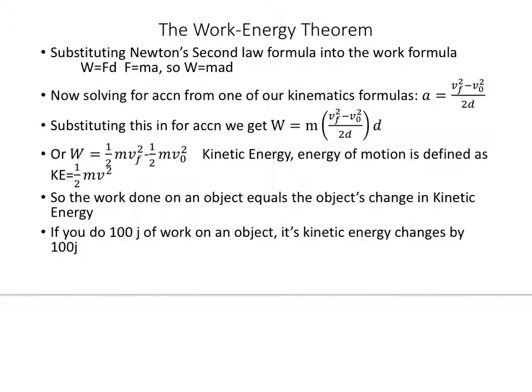Notice that the displacement here cancels out, and then we're going to multiply each one of these terms by 1/2, which is the same as dividing them by 2, and then multiply through by the mass. So in other words, this gives us work is equal to 1/2 mv final squared minus 1/2 mv initial squared. Now this term, 1/2 mv squared, is defined as kinetic energy, which is energy of motion. So this tells us then that the work done on an object is equal to the object's change in kinetic energy.